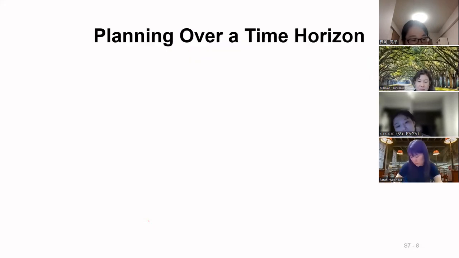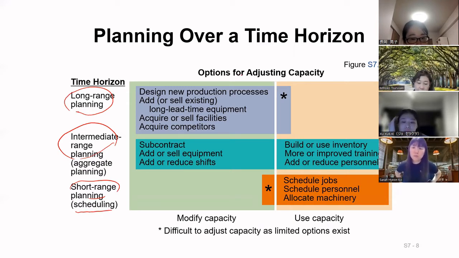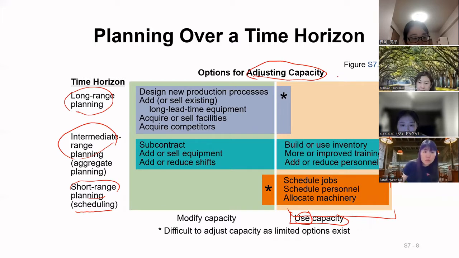So planning over a time horizon normally requires long range planning, intermediate or medium term, and short range. In operations management, anything that is short range can be covered by scheduling. For adjusting capacity, this orange part is actually using our capacity. For example, if we have a production capacity of 100,000, we can schedule. So this is short term.